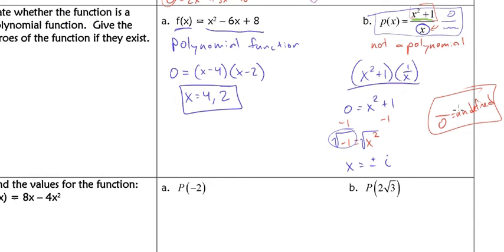All right. So there we go. Hope that helped. To be more explicit, let's say: give the zeros of the function if they exist. So, no real roots. Either that would be acceptable, or saying that they're at positive and negative i. All right, hope that helped.